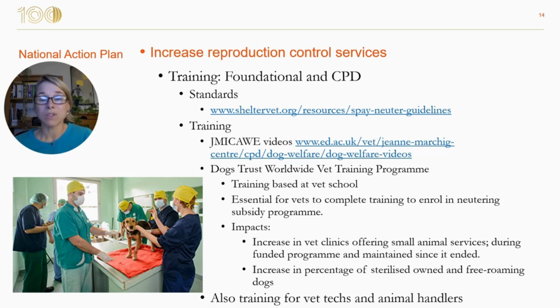Over the last 10 years, 239 vets and 252 vet techs have taken the training, and all the vet students passing through the vet school have similarly benefited from the training because of its location and engagement of the vet school professors in the training programme. This has led to quite a steep increase in the number of vet clinics offering small animals veterinary services, and also an increase in the percentage of owned dogs that reported to be sterilised. It is also necessary to provide training to those paraprofessionals that make DPM possible, including vet techs and animal handlers.